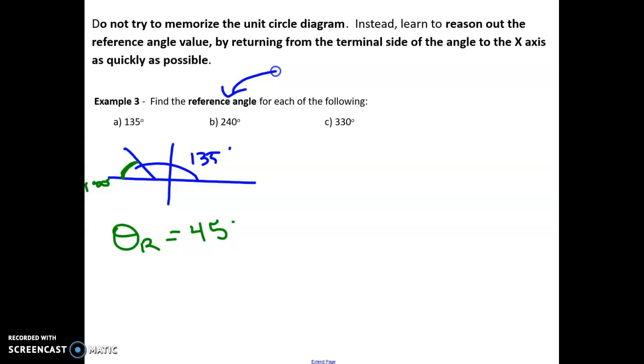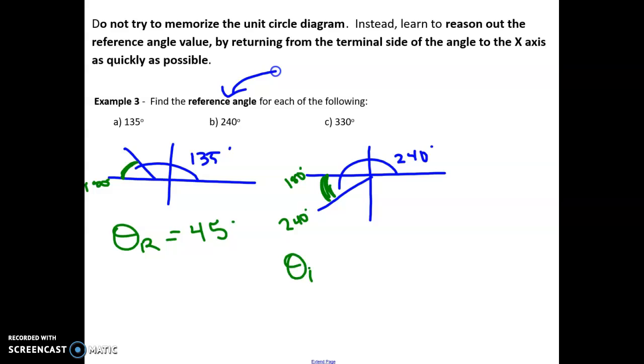Let's try B here. B is 240. 240 would be down here in quadrant 3. So again, I'm going to the nearest x-axis. So I'm looking for this part here again, going to 180. So between 240 and 180 is how many degrees? 60, right? So we say here that the reference angle is 60 degrees.